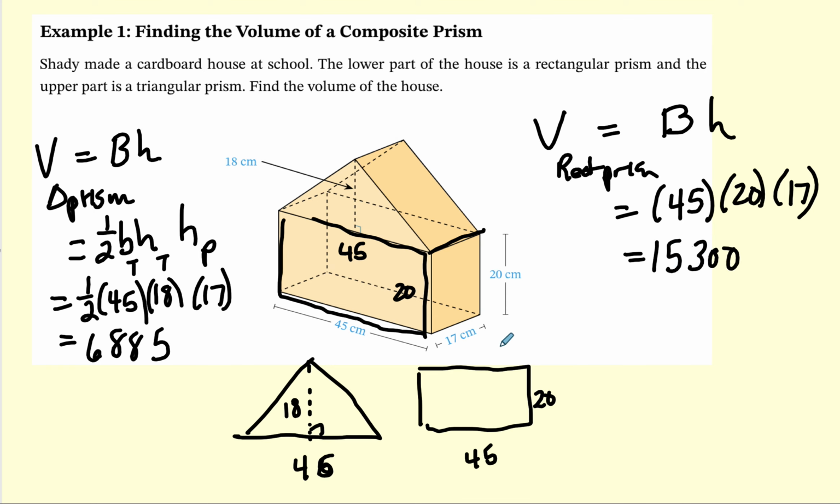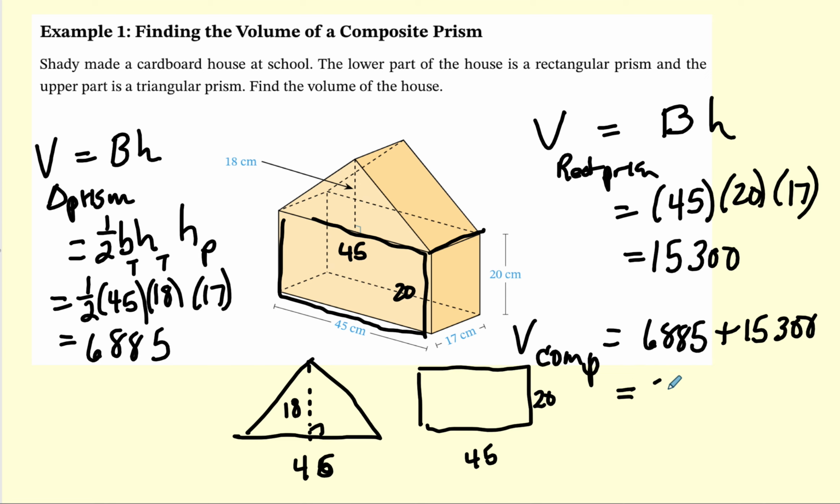15,300. So the volume of the composite, that means both of them together, will be these two numbers added up together. And that will be 22,185, and we're talking about cubic centimeters. That's the volume.